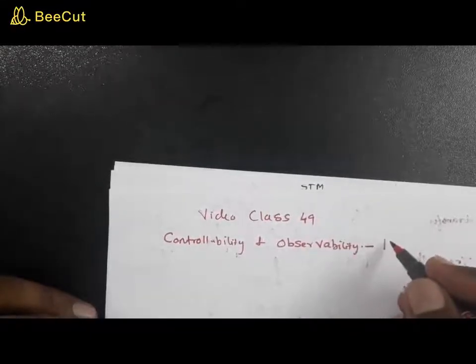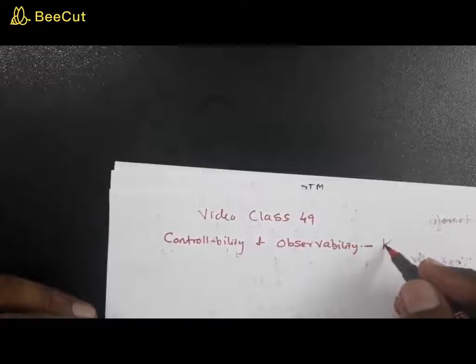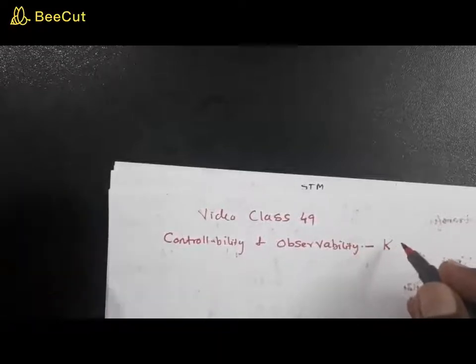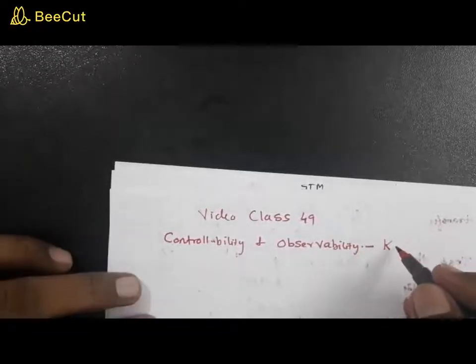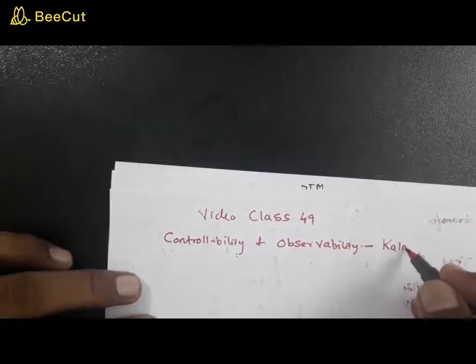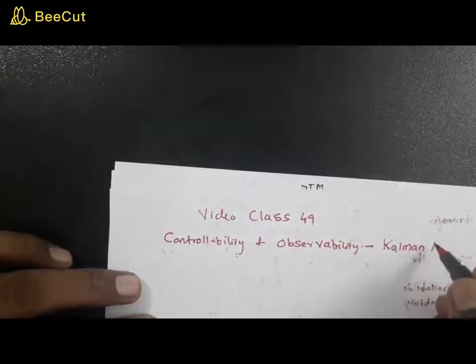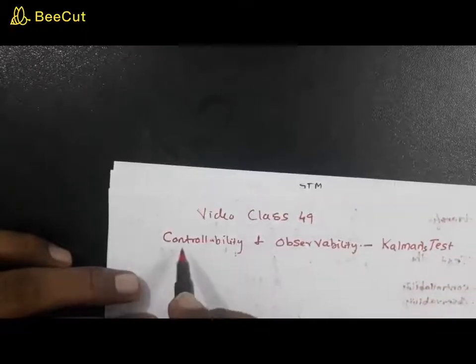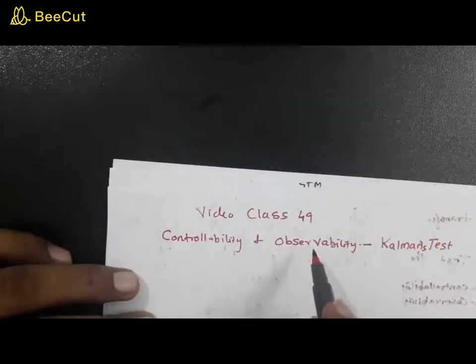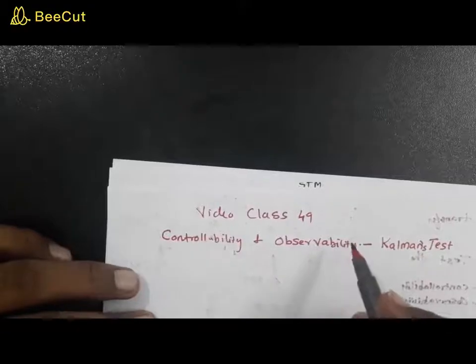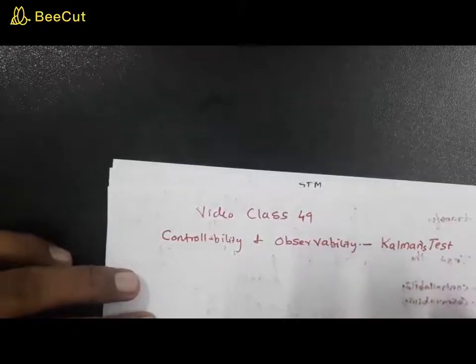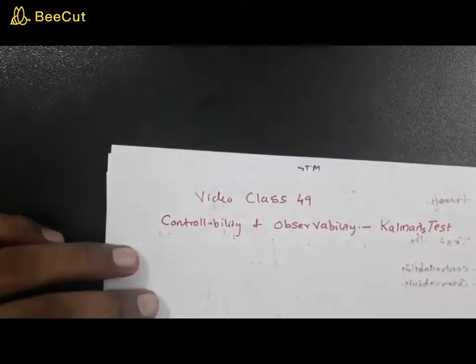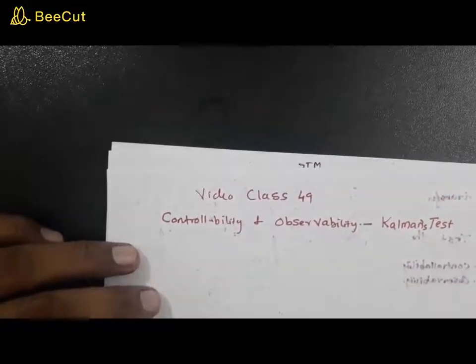and finally we will be dealing with the test by which you can test whether it is controllable and observable, and that test is called as Kalman's test. Okay, so the Kalman's test for controllability and observability, and this is the last topic under this session. Okay, so we'll see what it is.